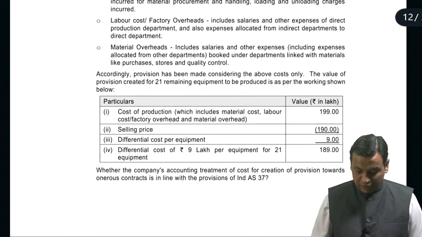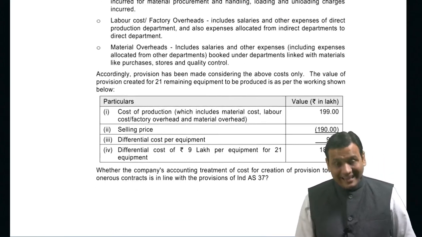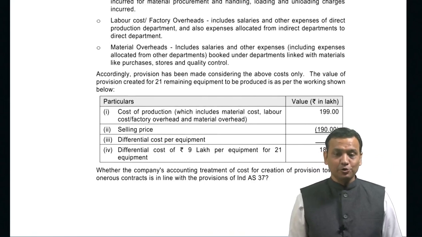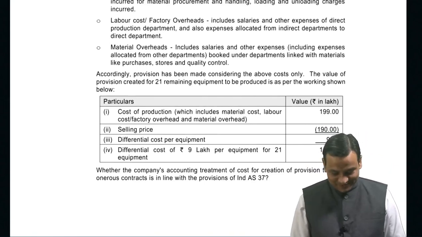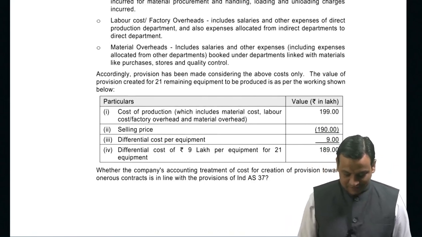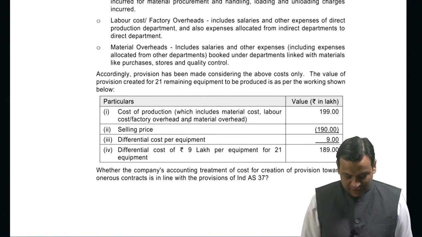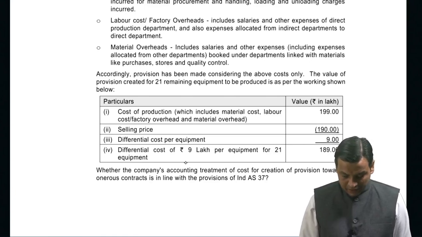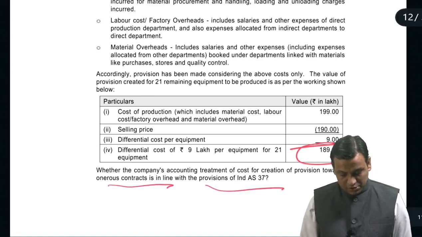The value of provision created for 21 remaining equipments to be produced is as per the working shown below. Cost of production, which includes material, labor cost, overheads and material overhead. Selling price 190, differential cost per equipment is 9. So differential cost of 9 lakh into 21 gives 189. Whether the company's accounting treatment of cost for creation of provision towards onerous contract is in line with provisions of Ind AS 37.